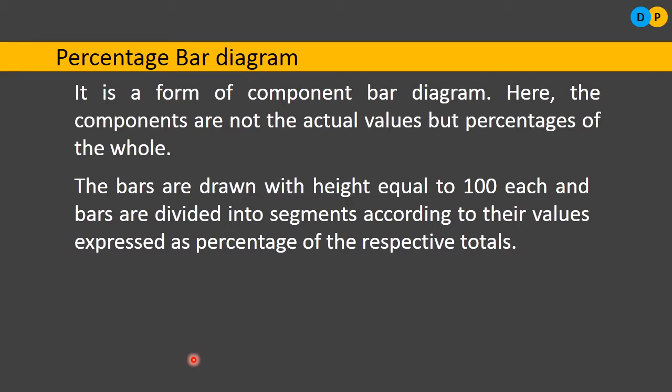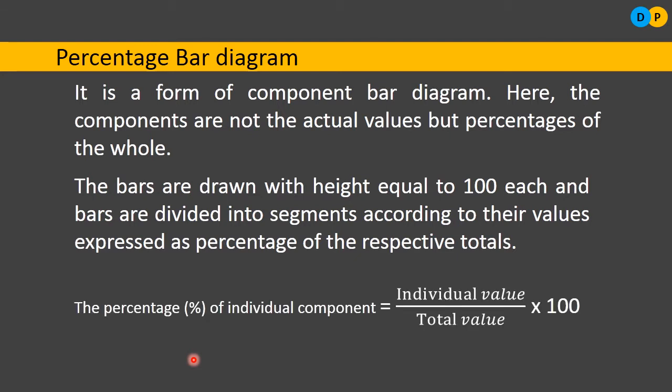So all the rectangular bars within the percentage bar diagram will be of equal height. The height is equal to 100. Further, this rectangular bar of height 100 will be divided into multiple segments, and each segment will be expressed not by its actual value, but in terms of percentage with respect to the entire whole magnitude, with respect to the total.